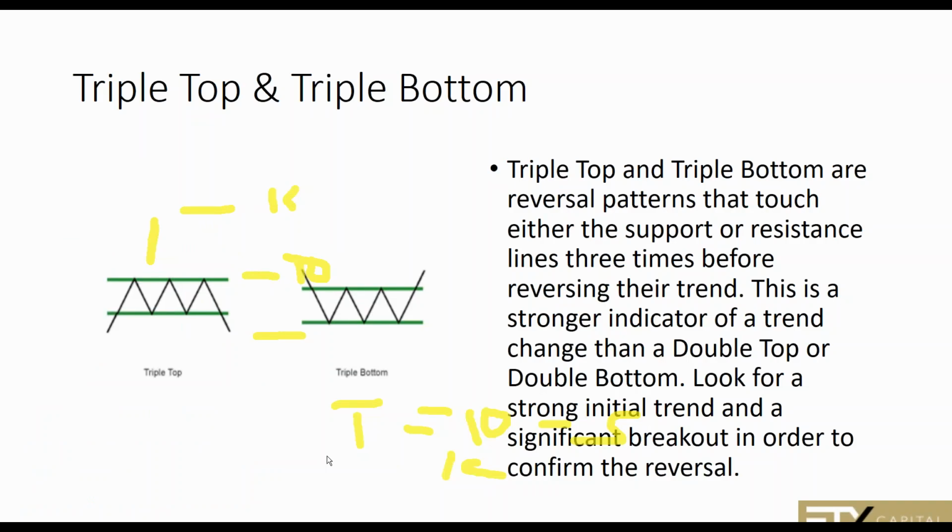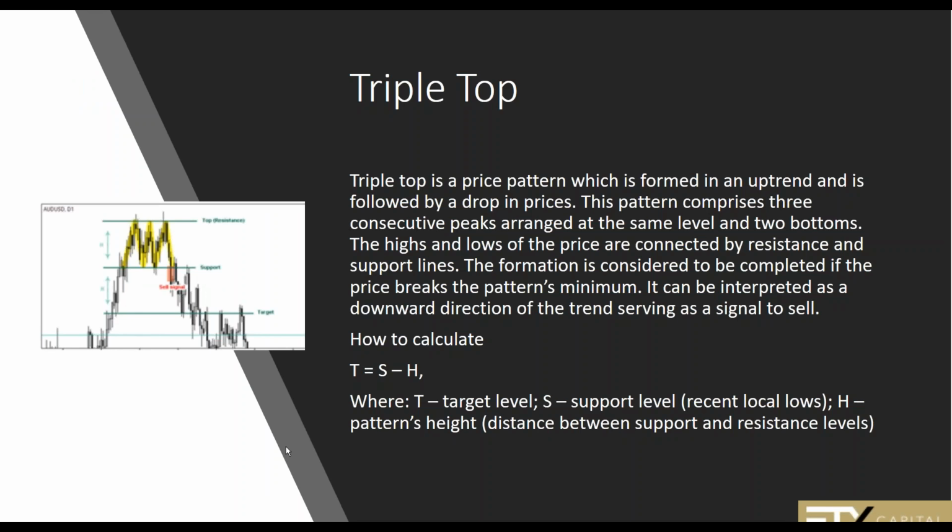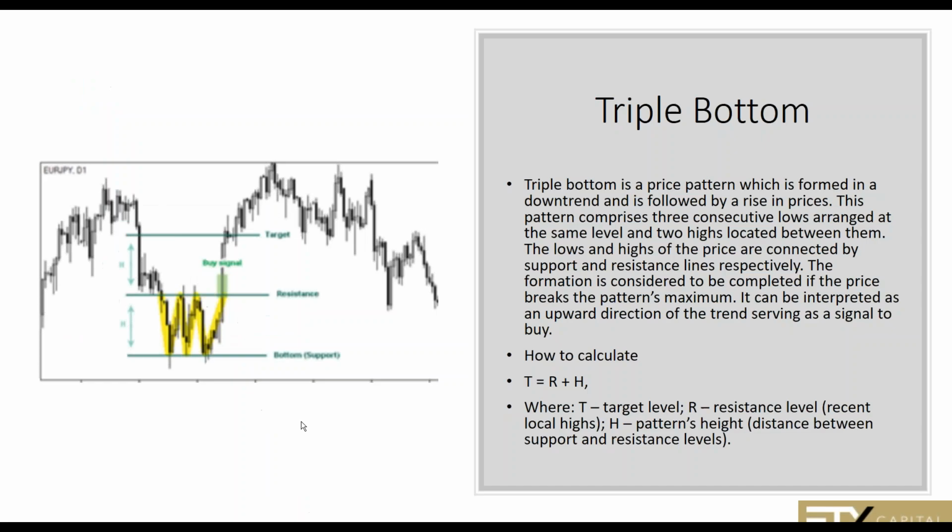But again, a triple top or a triple bottom is a reversal pattern that touches either the support or the resistance line three times. And this is why they are a stronger signal, because you have the third support or resistance level. Again, I don't use the doubles. Okay. And the formula is still the same.